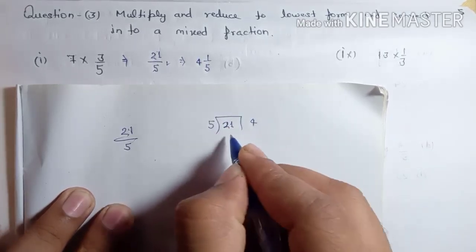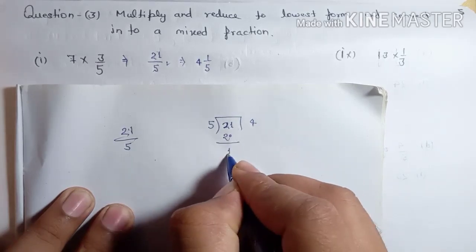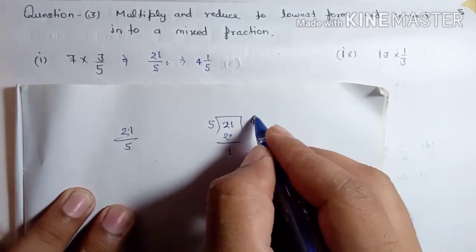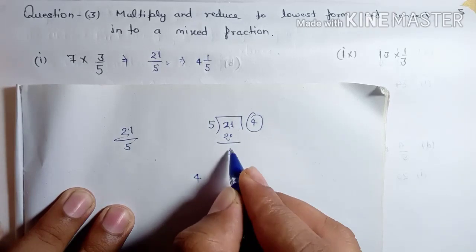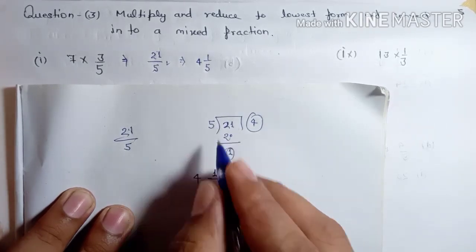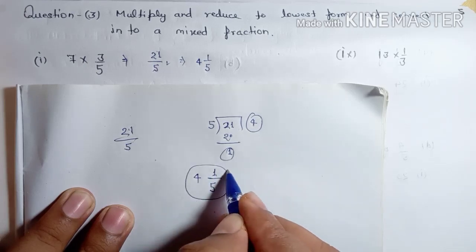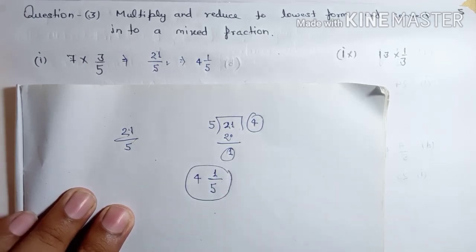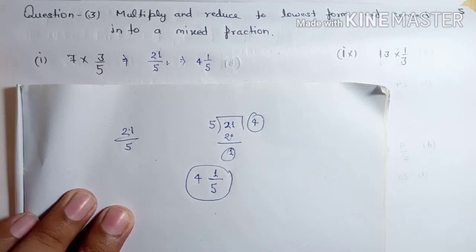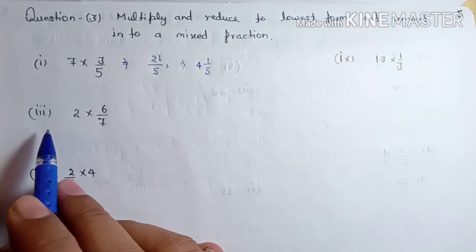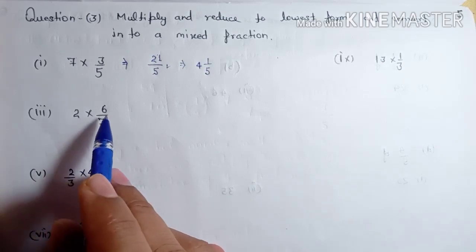5 4s are 20, and the remainder is 1. Now write the quotient first, then the remainder 1 upon the divisor, that is 5. And this is the mixed fraction format of the improper fraction. Now you can make more examples, you can make more practice. Part 3 of the question, that is 2 into 6 upon 7.